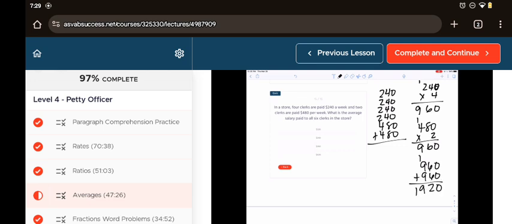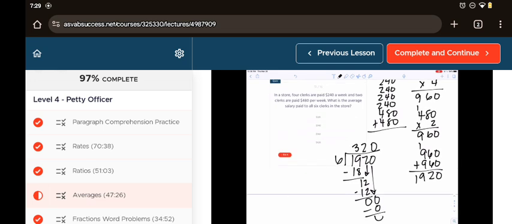And now I'm going to divide this by 6 because that's how many people there are. So 1920 divided by 6. 6 goes into 19 3 times. 6 times 3, 18. 19 minus 18, 1. Bring down the 2. 6 goes into 12 2 times. 6 times 2 is 12. 12 minus 12 is 0, but I still have to bring down the 0. 6 goes into 0 0 times. 6 times 0 is 0. Nothing else to bring down. So my answer is $320.